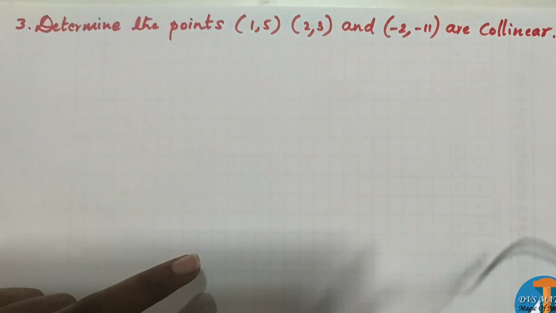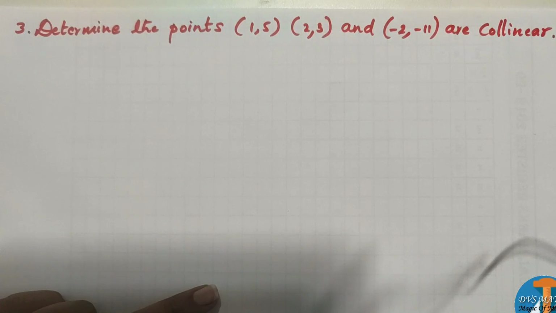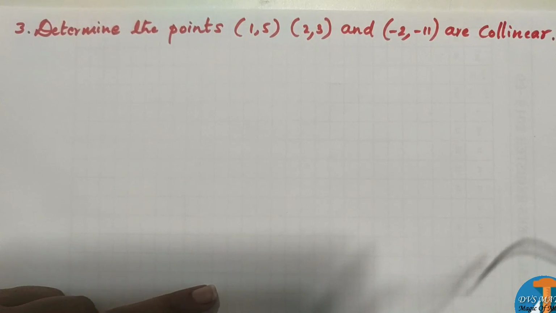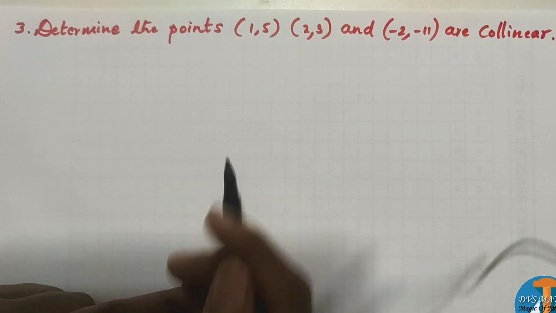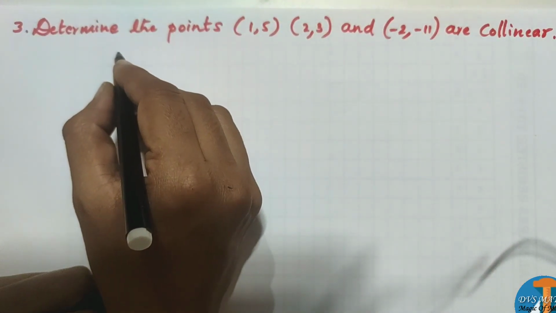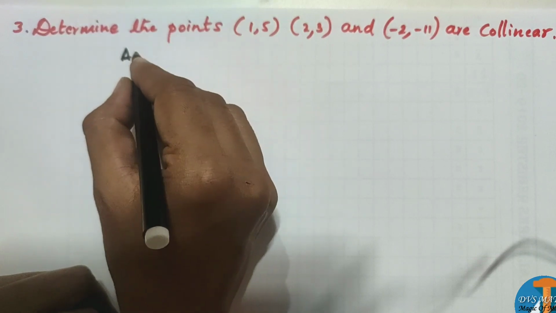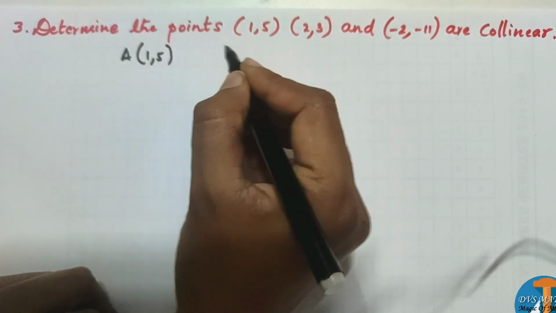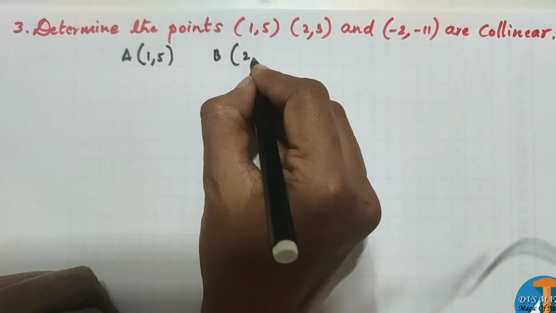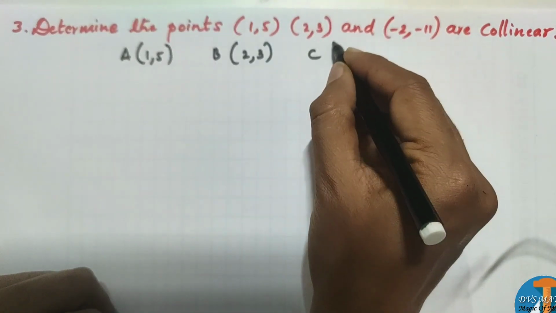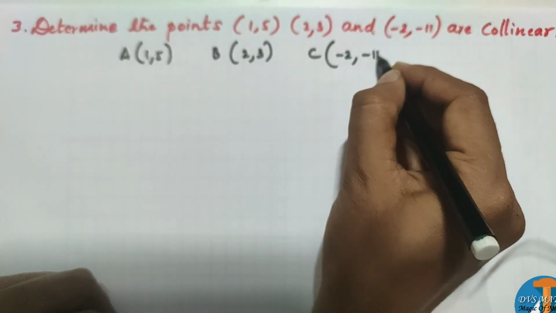So now 3 points are given, 1, 5, 2, 3 and minus 2, minus 11. So here we have to consider it as A, B, C. Look at these 3 points here. So let us consider A as 1, 5. Then let us consider B 2, 3. Then let us consider C minus 2, minus 11.